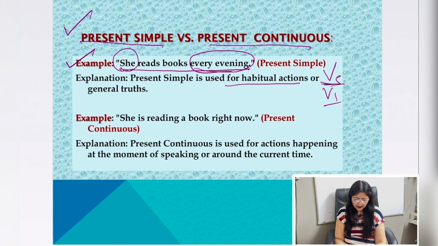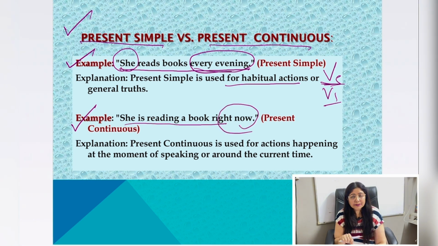Very simple. Now looking at this example, she is reading a book right now. Right now is indicating the moment at present, just at the moment, actions happening at the moment of speaking or around the current time. So we'll be making use of V1 ing, that is your present participle. Okay.